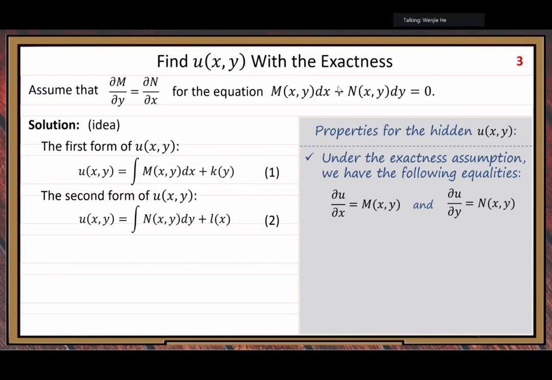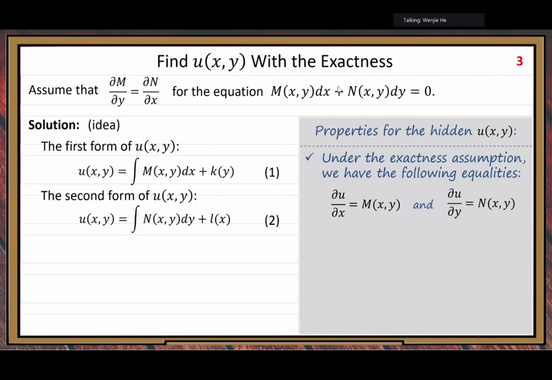Yeah, because we treat x as constant in the second form. All right. Then the same U function should satisfy both forms. Both forms. All right? But these two functions could be determined. Could be determined.